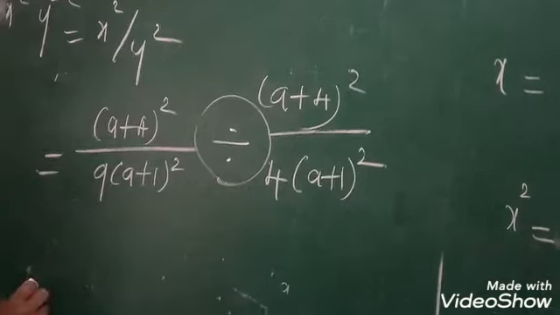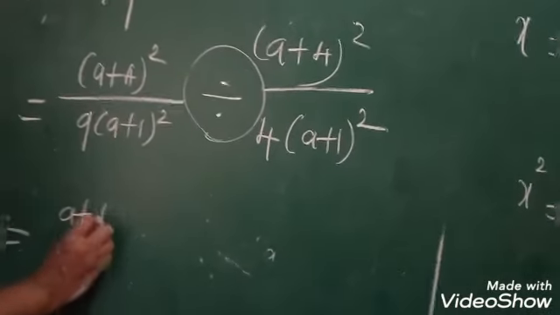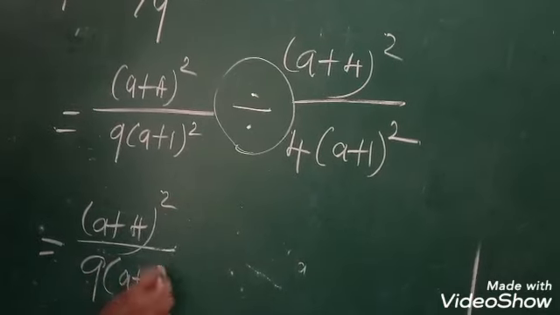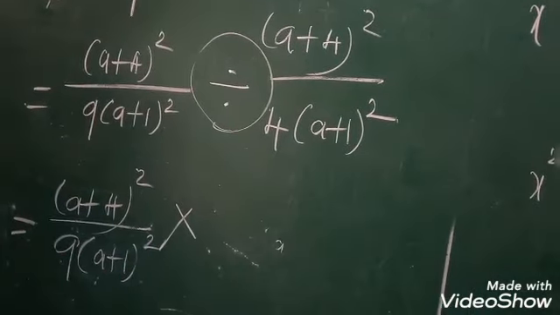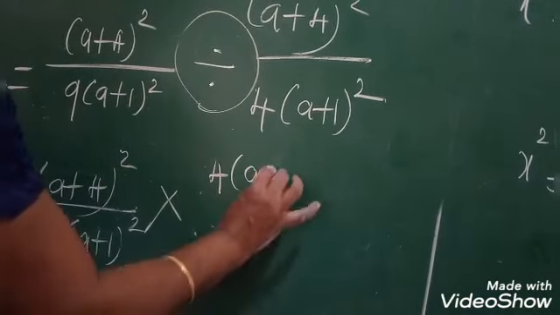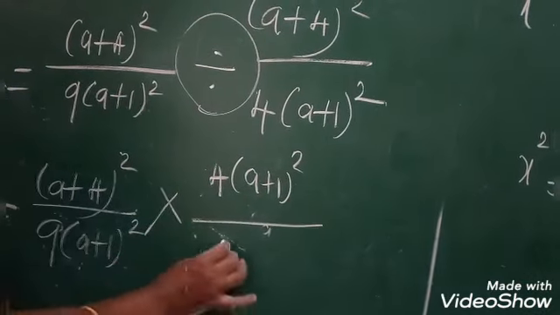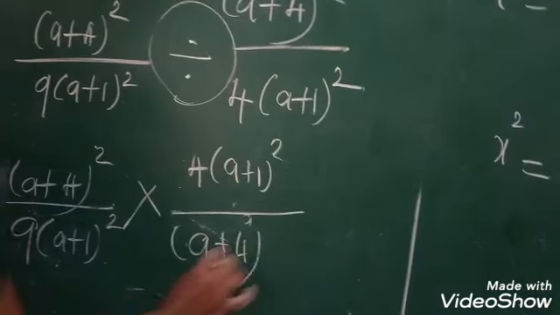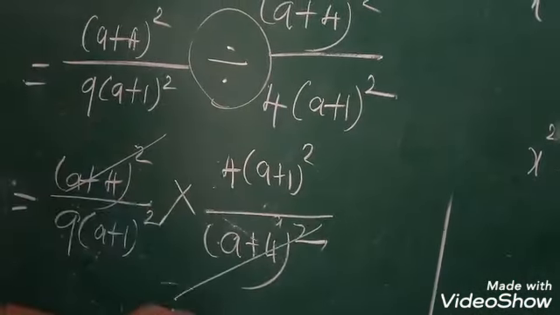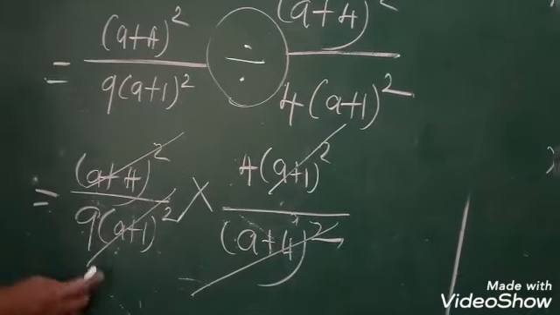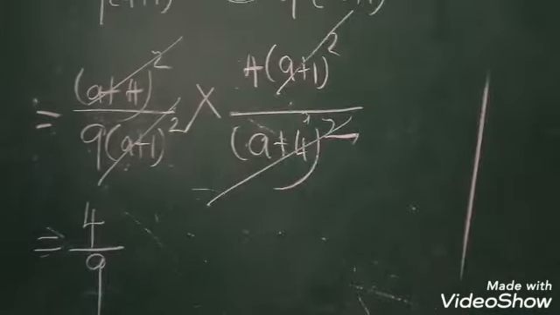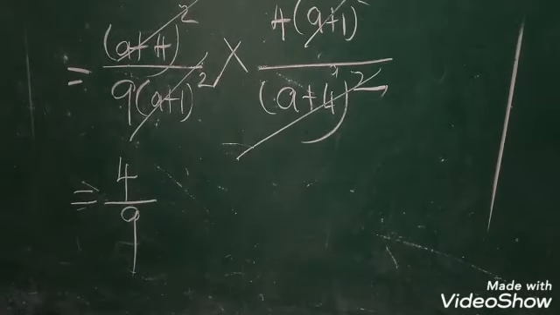And now the division symbol is going to change to the multiplication symbol. What will you do, girls? Yes, you have to put the reciprocal of the given term. What is the given term? 4 into a plus 1 the whole squared divided by a plus 4 the whole squared. Now the common factors are a plus 4 the whole squared and a plus 1 the whole squared. The answer is 4 by 9. It's a very easy question, but you have to do it.